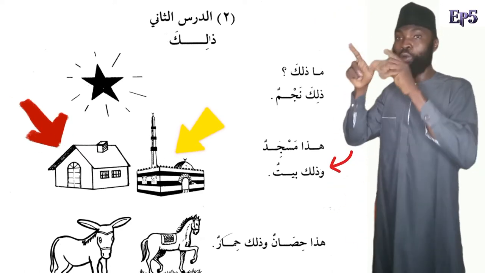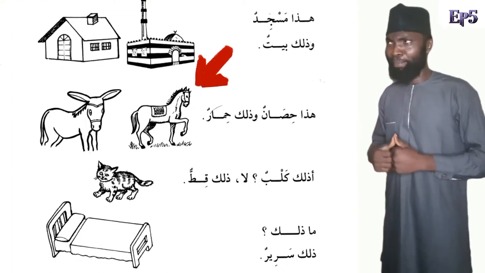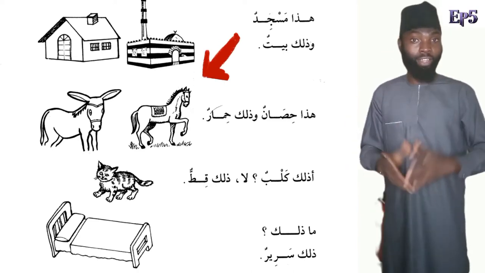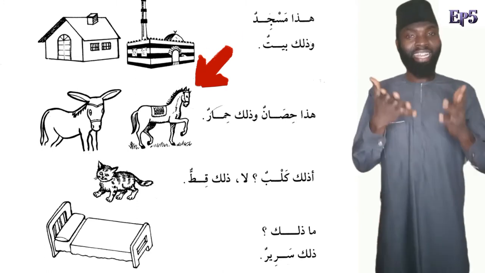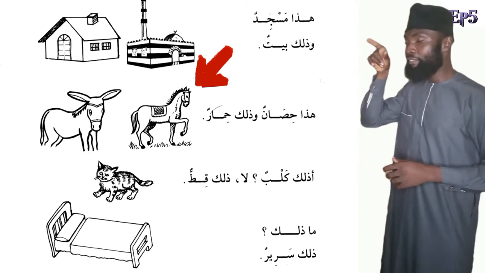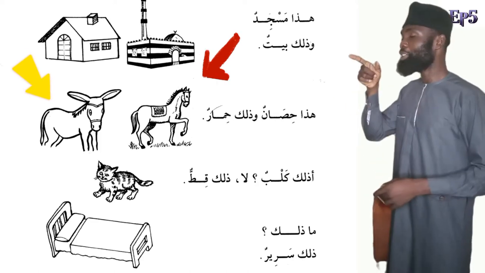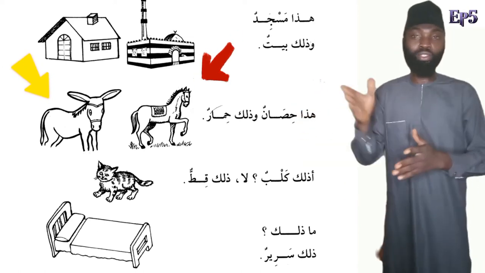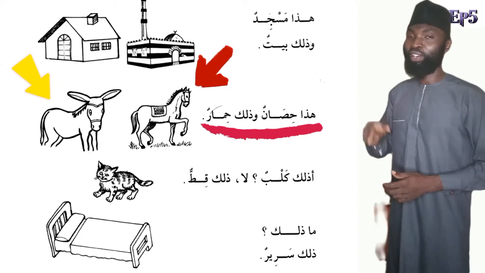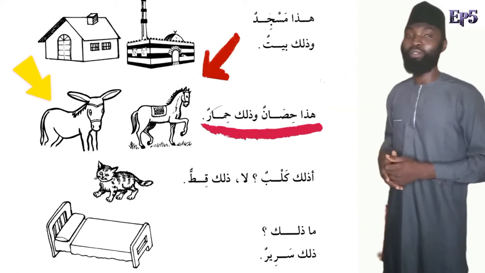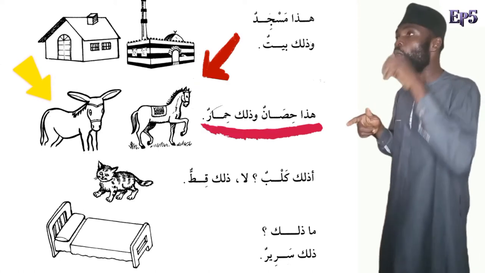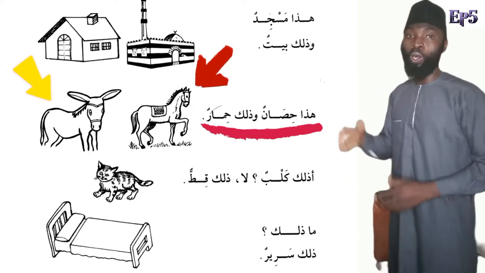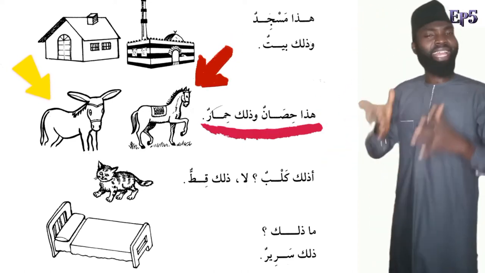Under these two images, we also have two other images that are similar. The first image is the image of a horse. And what is horse in the Arabic language from the previous vocabulary? Good. Horse, hisanun. And the further image, good of you, is a donkey, which simply means himarun. So on the right hand side of these two images we have hadha hisanun wa dhalika himarun. This is a horse and that is a donkey.